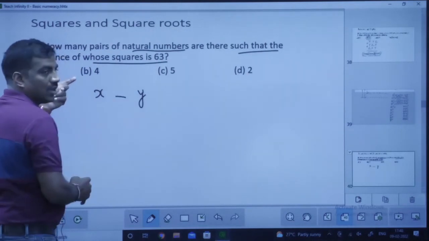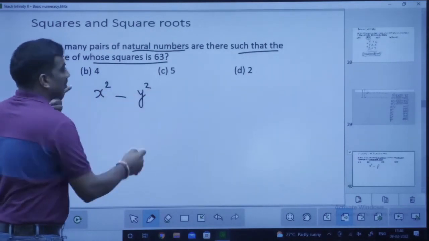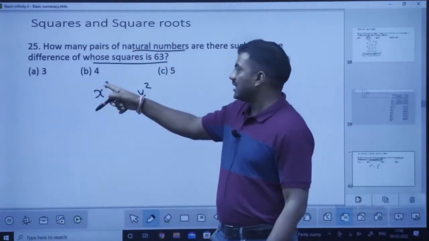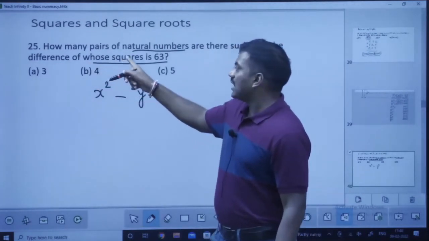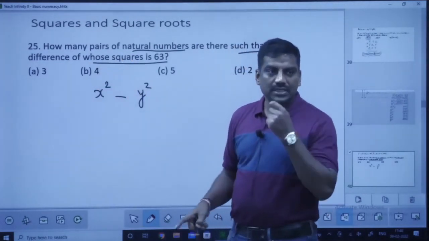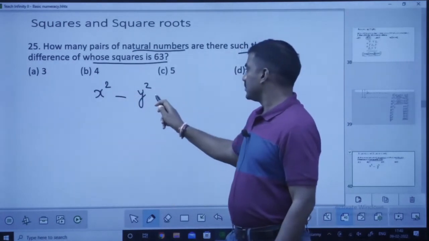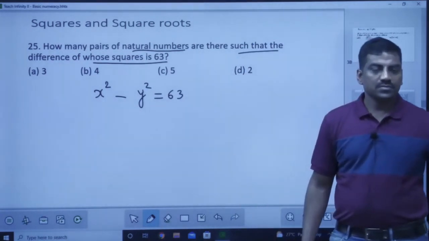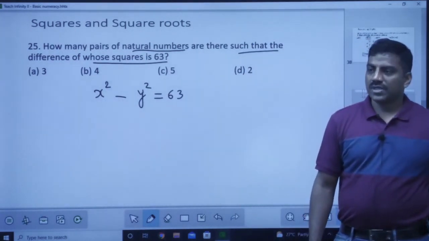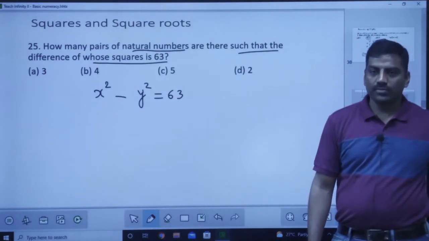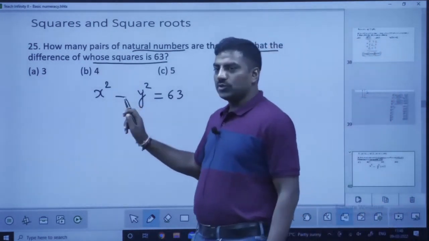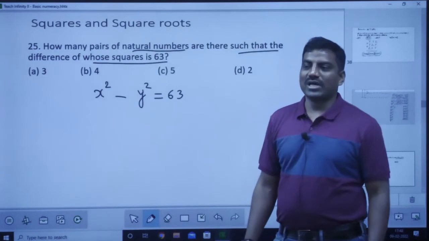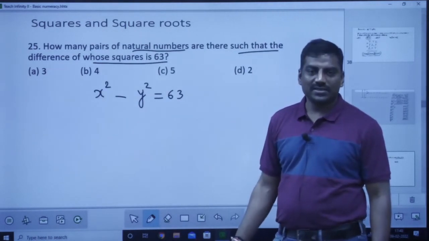Difference of the squares. Two natural numbers are x and y. Difference of whose squares? Correct? Yes or no? Now, you know in school, this has been mucked up a thousand times. x square minus y square, or a square minus b square. What is that?